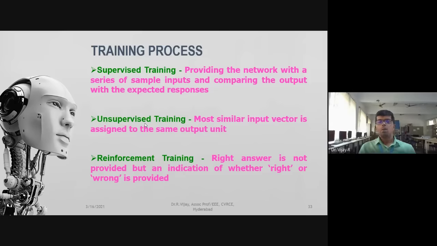In unsupervised learning, by seeing the letter A, you are learning by yourself. Yourself you are learning to write that letter A. That is called unsupervised learning. Reinforcement training is where the system itself will tell you whether it is right or wrong.